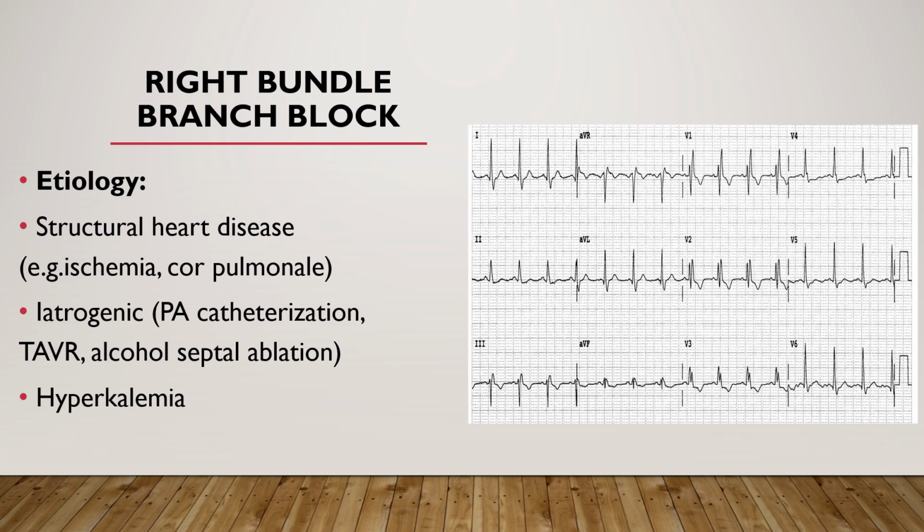On the right part of the screen, you see an EKG of a patient who has right bundle branch block pattern. Take a look at the right precordial leads, such as V1, V2, and V3. Here you have an RSR pattern in the right precordial leads.